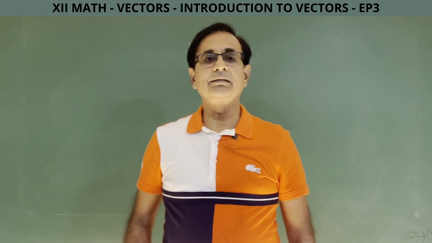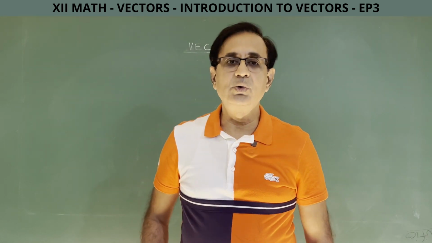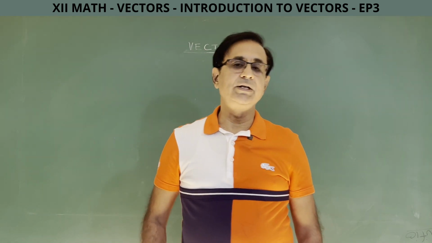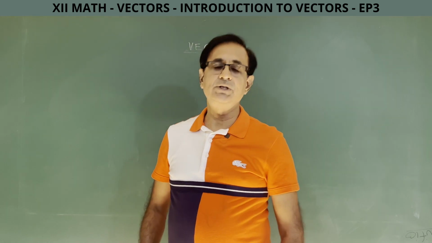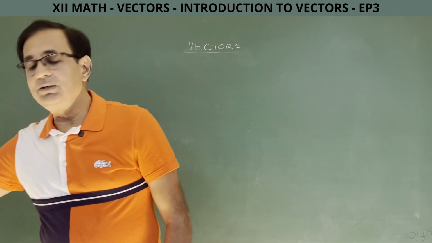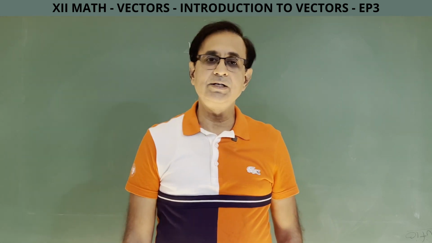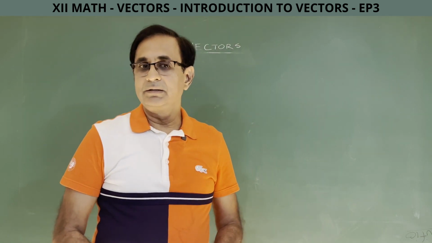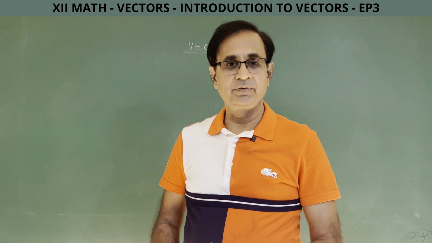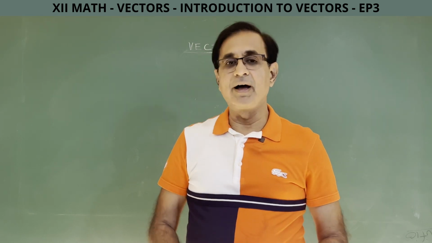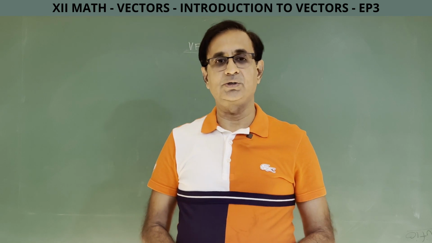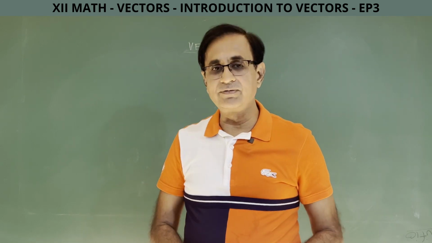So in the last class, we learned how to add 2 vectors using triangle law of addition or parallelogram law of addition. When you add 2 vectors, you always add them as per a specific rule, triangle law of addition. It is not 2 plus 3 is equal to 5. 2 plus 3 could be 1, 2 plus 3 could be minus 1, 2 plus 3 could be any other number also. So, it is not normal addition of numbers.